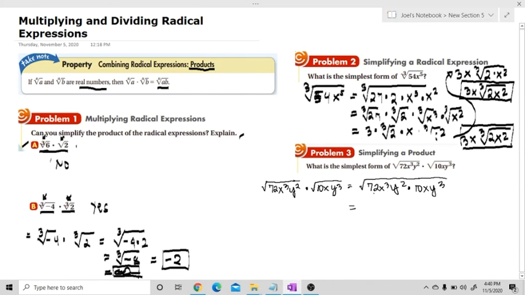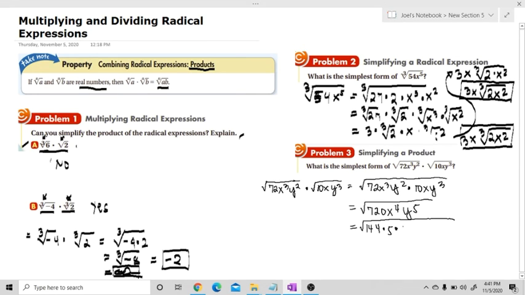Then multiply. 72 times 10 is 720. X cubed times x is x raised to the exponent 4. Y squared times y cubed is y raised to the exponent 5. And then, ang gagawin natin dito next is to simplify. Kaya maghahanap tayo ng factor ng 720 na merong square root. Ano ang pinakamalaking factor ng 720 na merong square root? It is 144. So, we will express 720 as 144 times 5, because 144 times 5 is equal to 720.